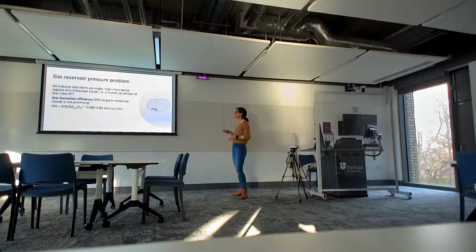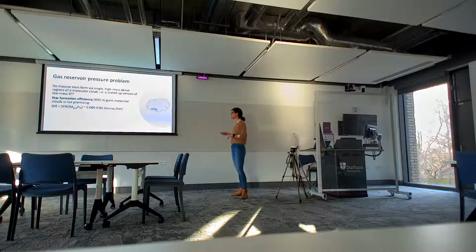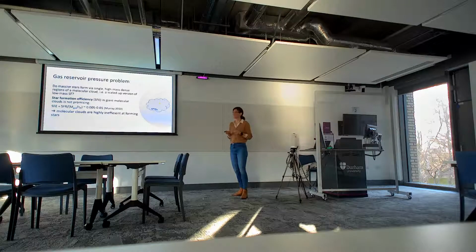So only a few percent, if at all, of all of that gas, say 10,000 solar masses, is actually going to end up in stars. And the rest of that gas is going to be dispersed, okay? So even though I have 10,000 solar masses available, that does not mean whatsoever that it will form a 20 solar mass star. Right, so molecular clouds, takeaway message, are highly inefficient at forming stars.